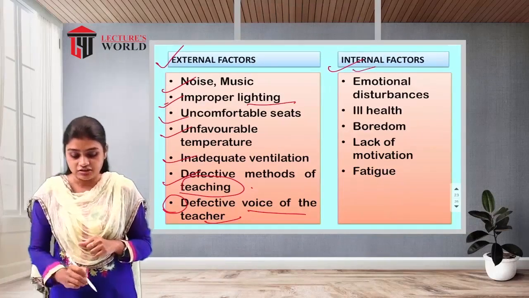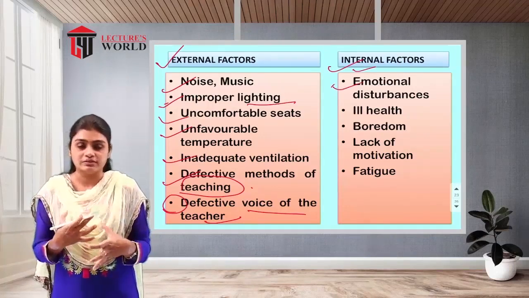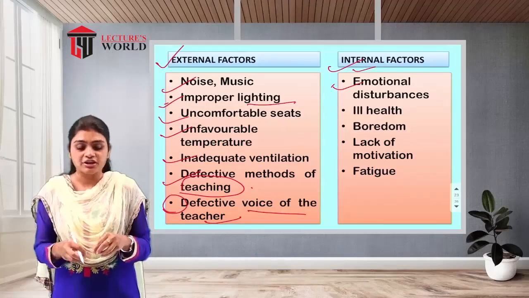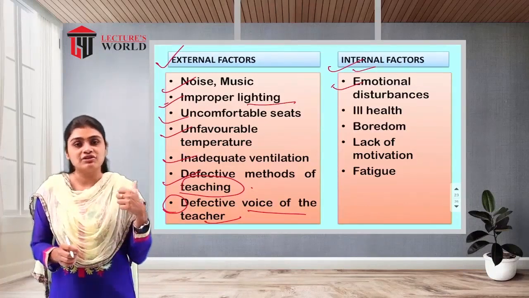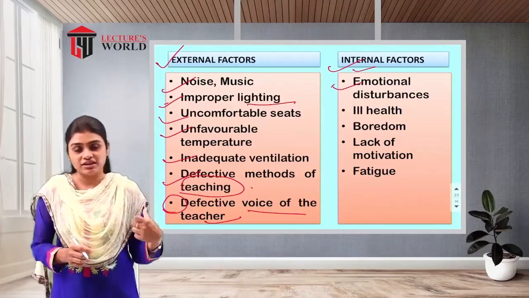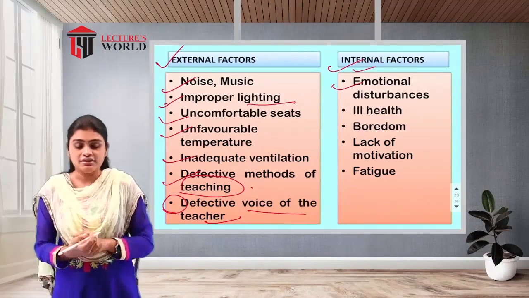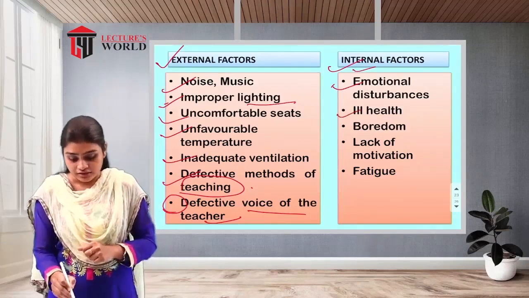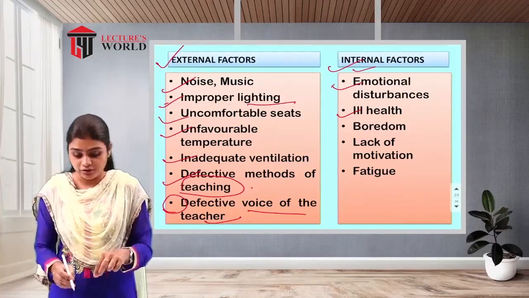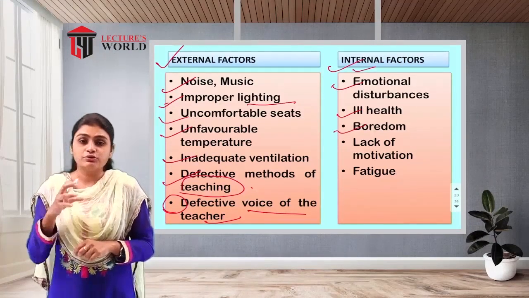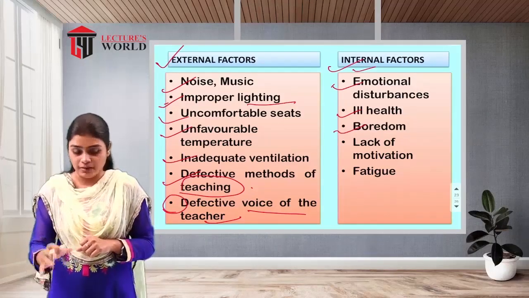At the same time, the internal factors. First, emotional disturbances. If we are emotionally disturbed, we won't be able to focus on something. For example, right now I want to study for my examination, but if someone in my family is sick or chronically ill, I won't be able to focus my attention on my studies. That is emotional disturbance. Ill health: if I am physically or mentally ill, I won't be able to focus on that particular thing. If I am bored in doing that particular activity, at that time also I'll be distracted from my stimulus.